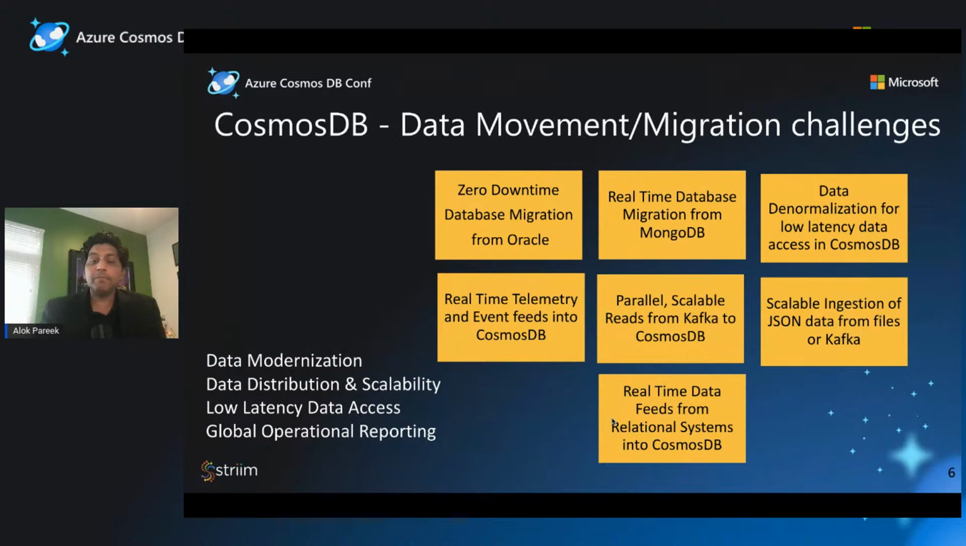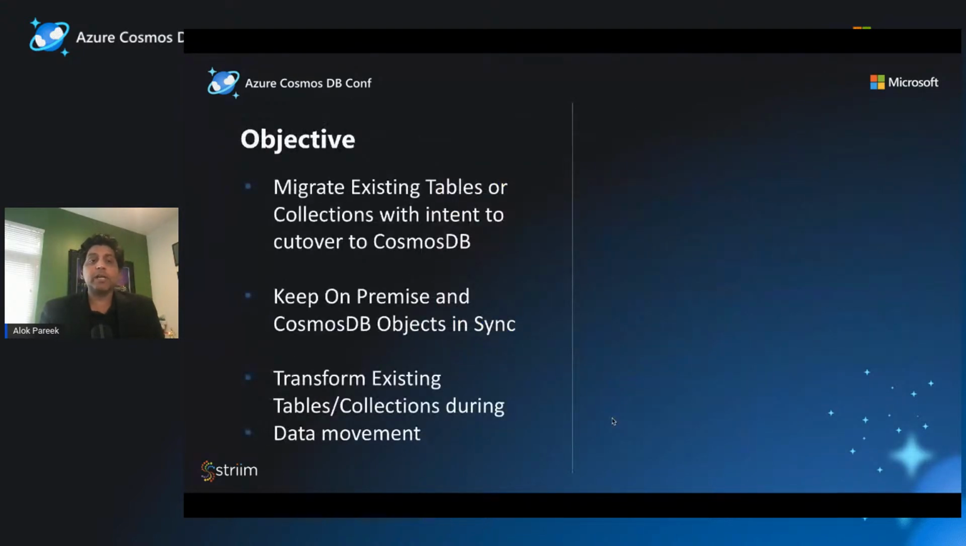Okay, so let me just quickly get to how this is actually done. Typically the objective is, I want to migrate some existing tables or collections, let's say from Mongo, with an intent to cut over to the Cosmos DB database. The idea is that I may want to completely migrate or keep the two sides in sync. And along the way, there are transformation and denormalization capabilities that I want to introduce.